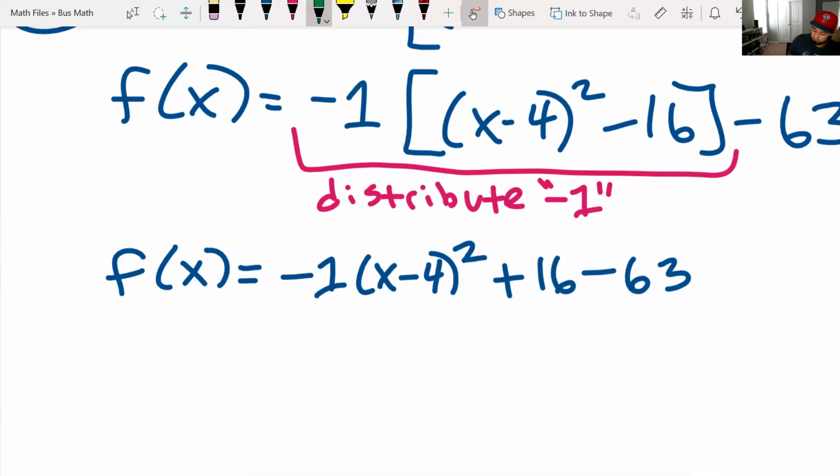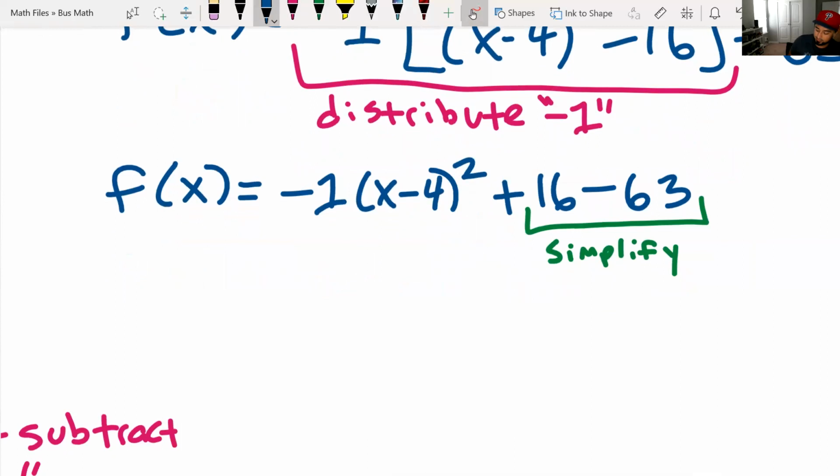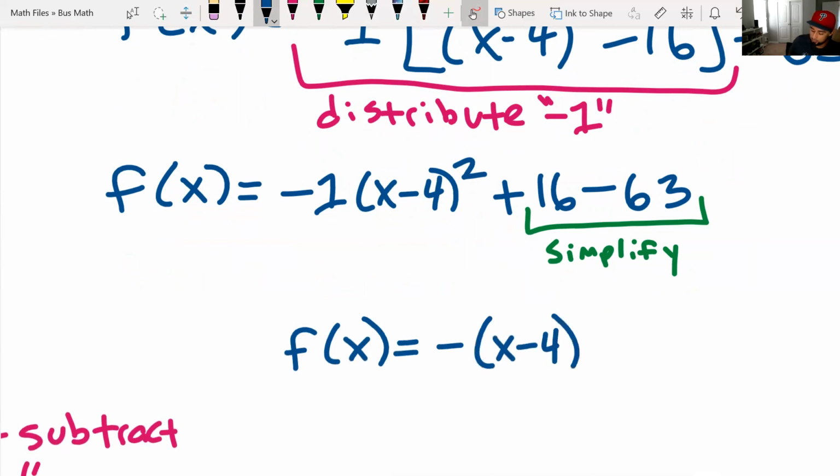Now, combine these like terms, simplify. And once we simplify that, we are done. So our final answer is going to be f of x equals -x minus 4 squared minus, what's 16 minus 63? Is that 47? Yes.